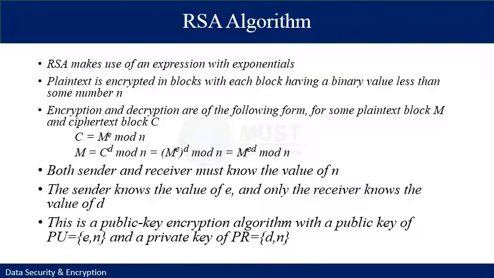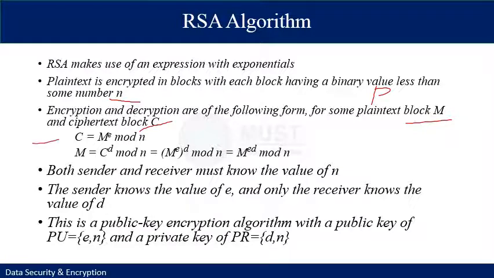So here is some description of the RSA algorithm. The RSA algorithm makes use of an expression with exponentials. Plain text is encrypted in blocks, with each block having a binary value less than some specified number n. Encryption and decryption are of the following forms, for some plain text block referred to as M, as you know it was previously referred to as plain text P. Now it is referred to as M, and the cipher text is a cipher block represented as C.